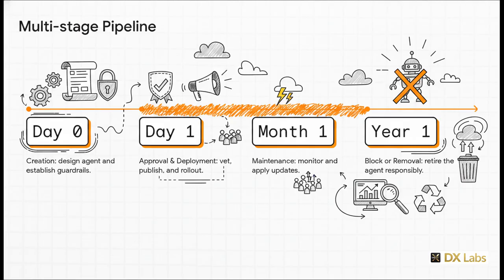Next is approval and deployment. This is where the agent is vetted, officially published, and communicated to your users. Then comes the longest phase, maintenance. This is your day-to-day role. You're monitoring it, applying updates, and maintaining stability as the business changes.